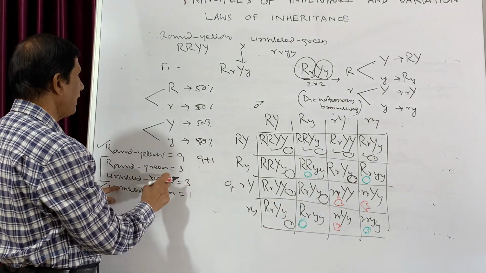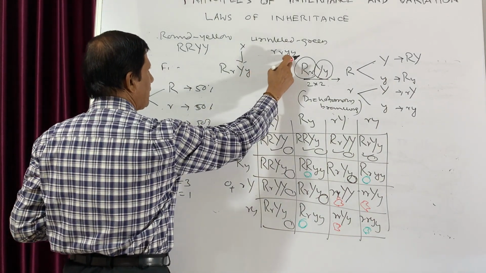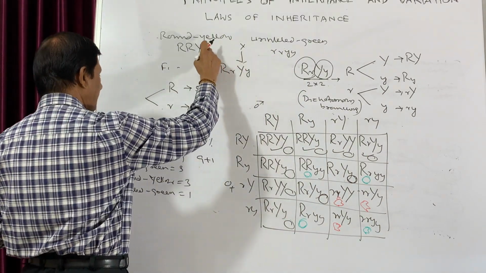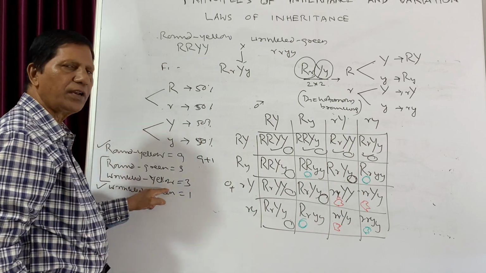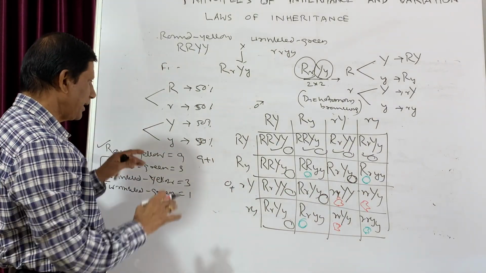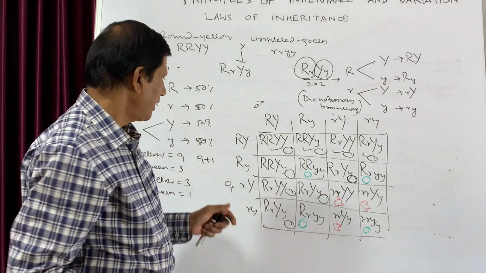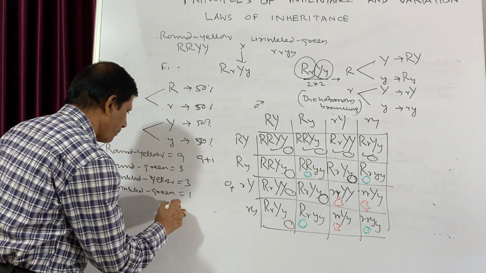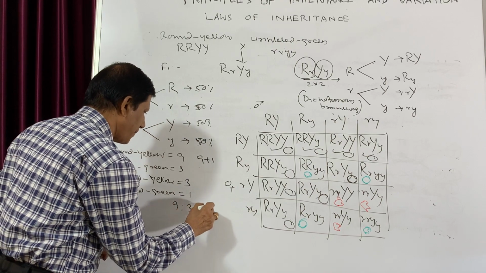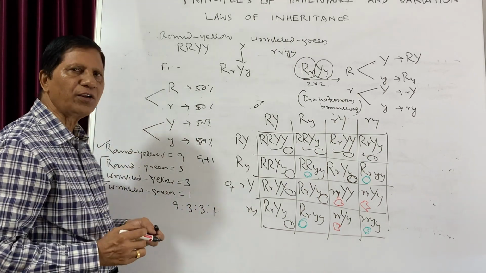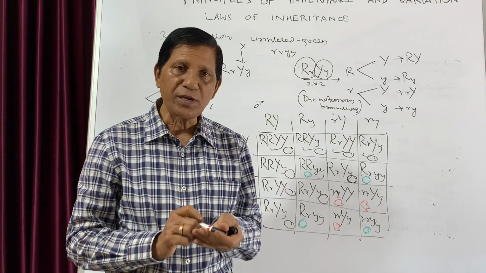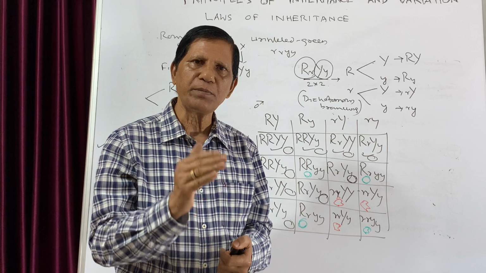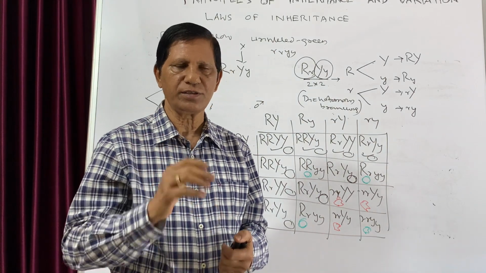Similarly, you see wrinkle and yellow. The wrinkle was associated initially with green color, but it is also associated with capital Y. So this wrinkle and yellow color is possible. So in the F2 generation, phenotypically they are giving rise to 9:3:3:1, and these two are recombinants. So the formation of the recombinants is possible. It is because of the independent assortment of the genes.